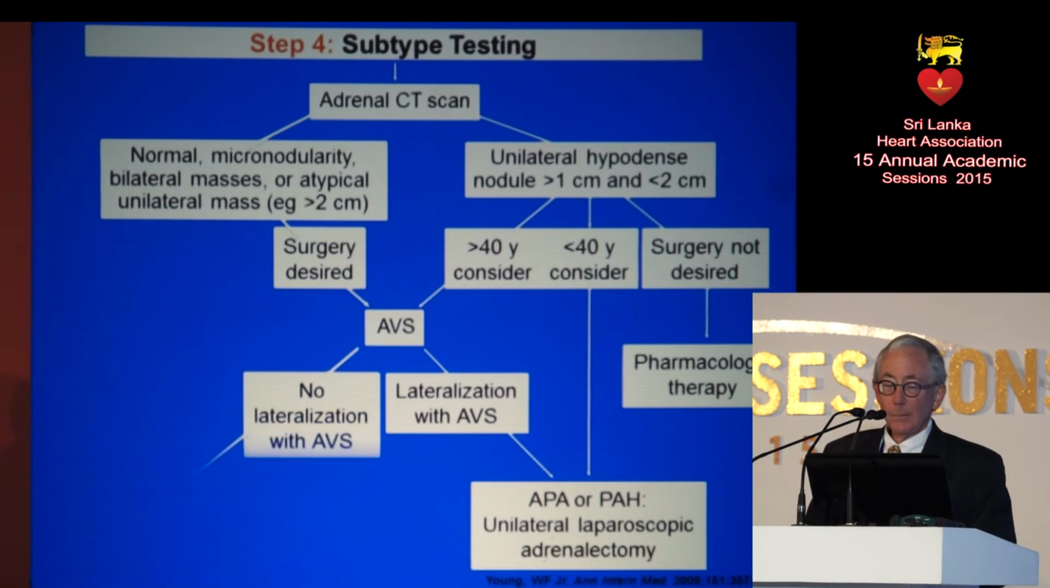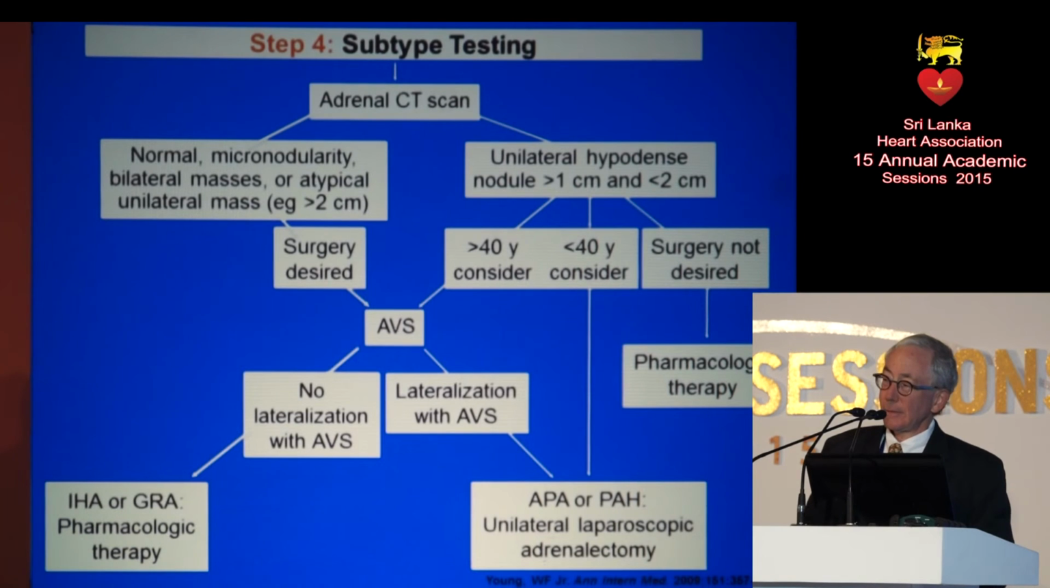But again, more often than not, you may have these atypical findings of nothing or some micronodularity. And if you're still thinking about surgery, you have to do adrenal vein sampling. If you don't have lateralization, you go on to pharmacological therapy. There's nothing else you can do.